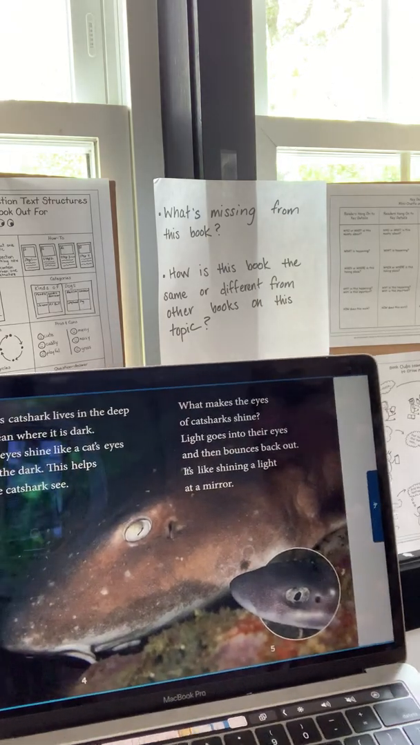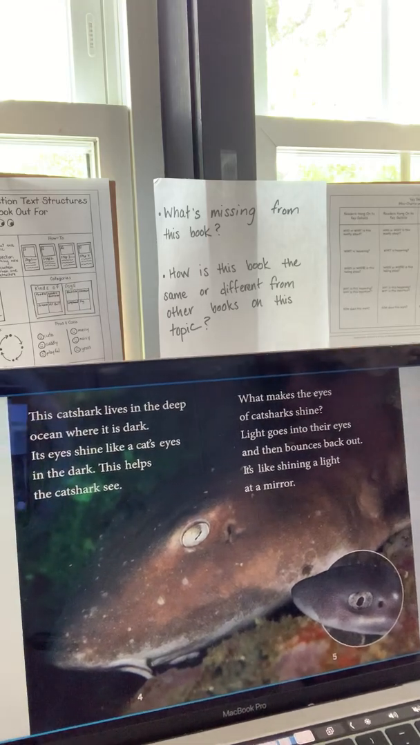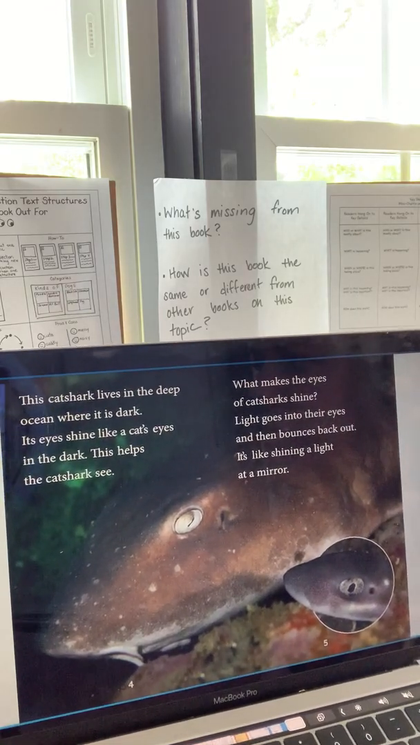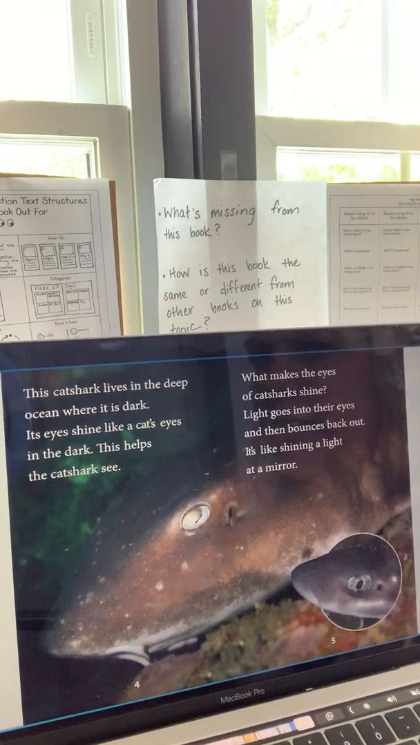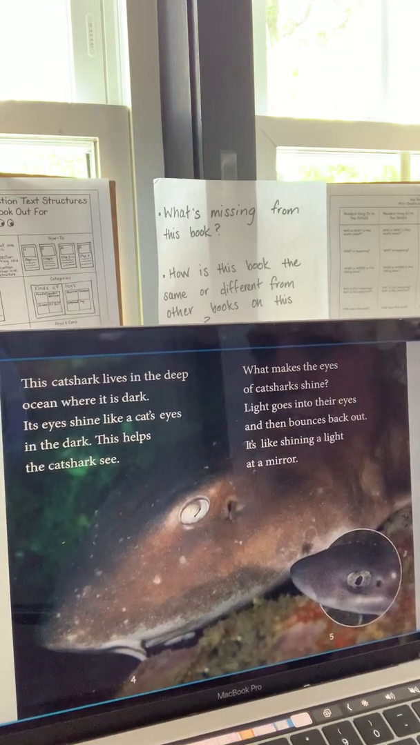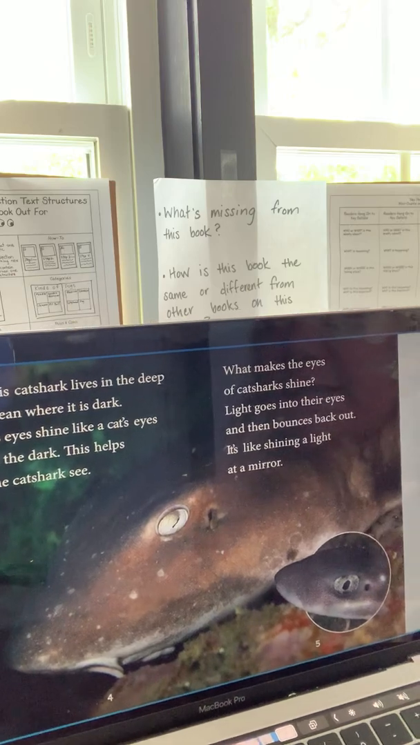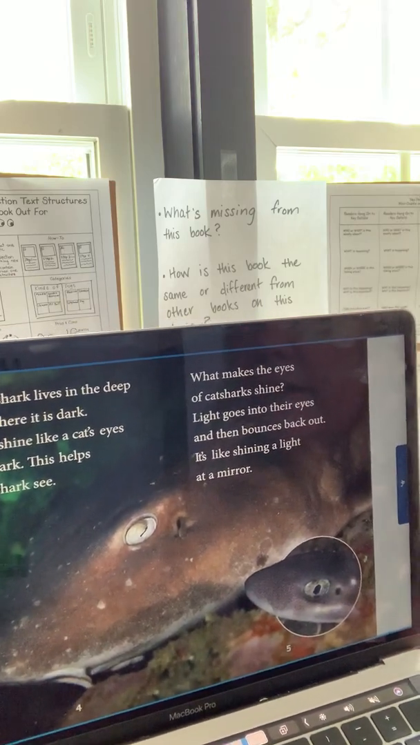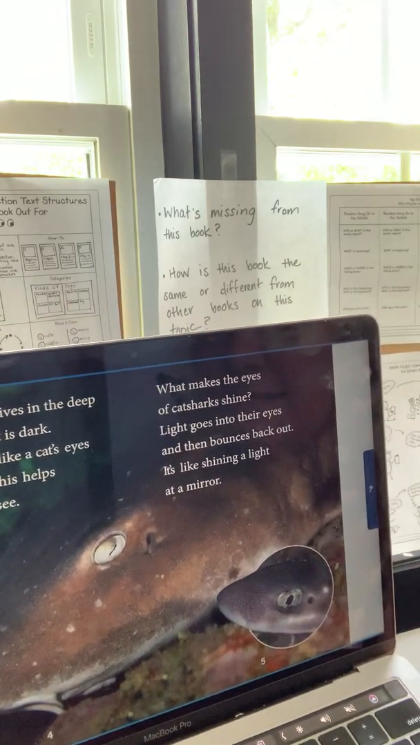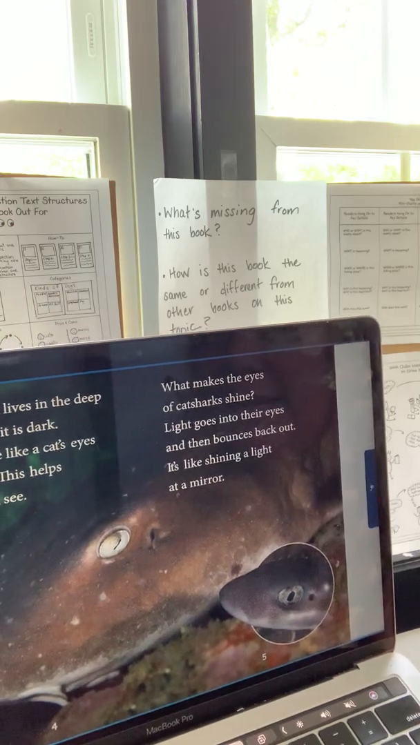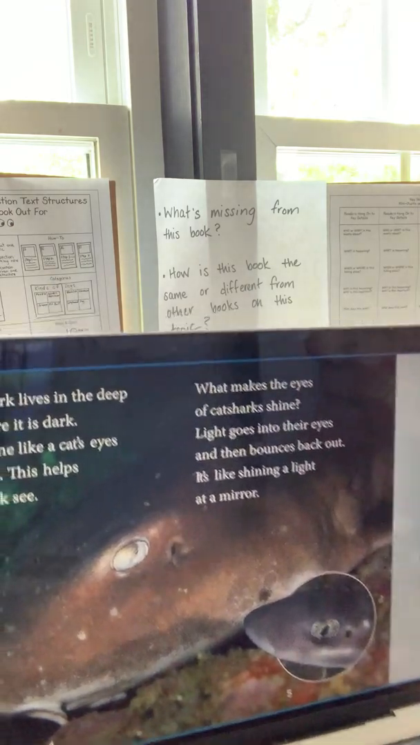Let's read on. The cat shark lives in the deep ocean where it is dark. Its eyes shine like a cat's eyes in the dark. This helps the cat shark see. What makes the eyes of cat shark shine? Light goes into their eyes and then bounces back out. It's like shining a light at a mirror.